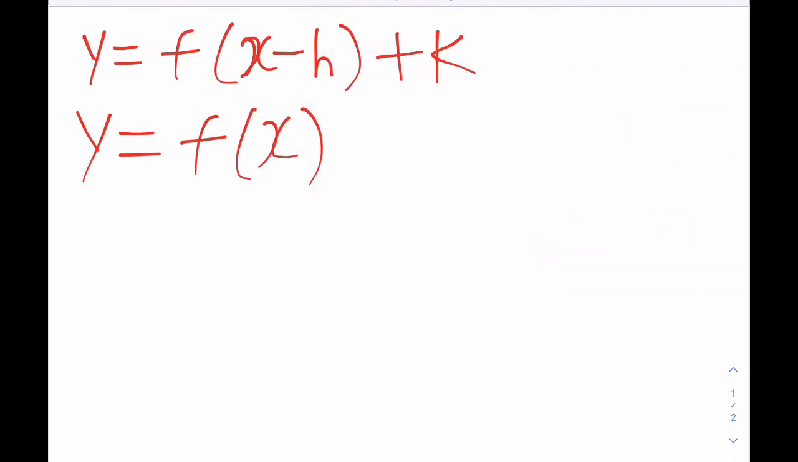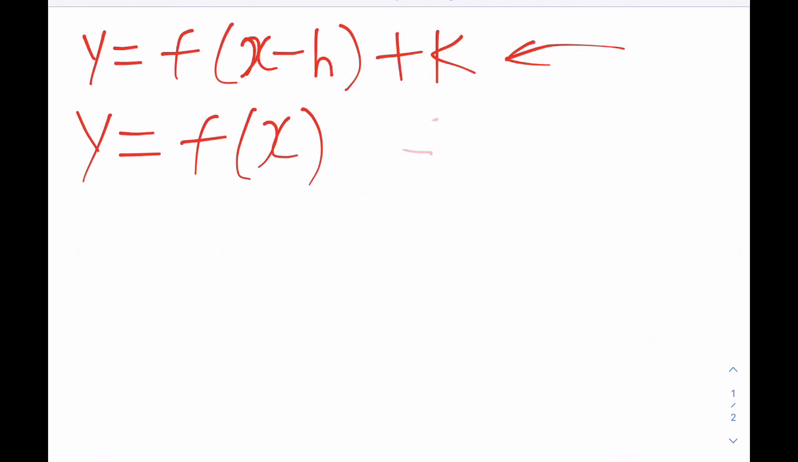Hey guys, in this video we will be looking at more practice problems on horizontal and vertical translations of functions. A little bit of a review from last video: we looked at the function of the form y equals f of x minus h plus k, where this function is a transformation of this function.